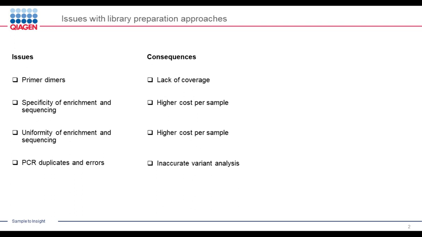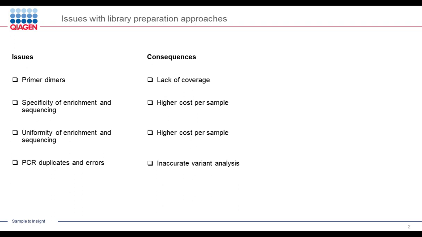I've broken down the issues into four main categories: primer dimers, specificity of enrichment and sequencing, the uniformity of enrichment and sequencing, and PCR duplicates and errors. And then next, I basically explain why these issues are significant and what the consequences are. Basically, for primer dimers, what you end up with is a lack of coverage across your regions of interest.